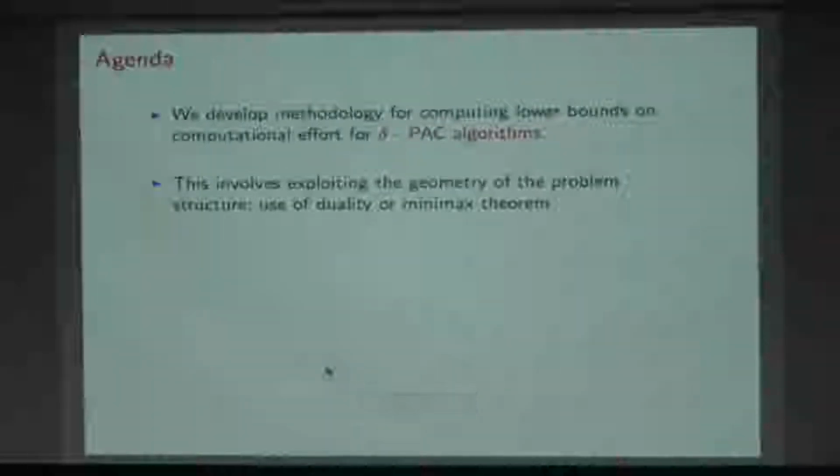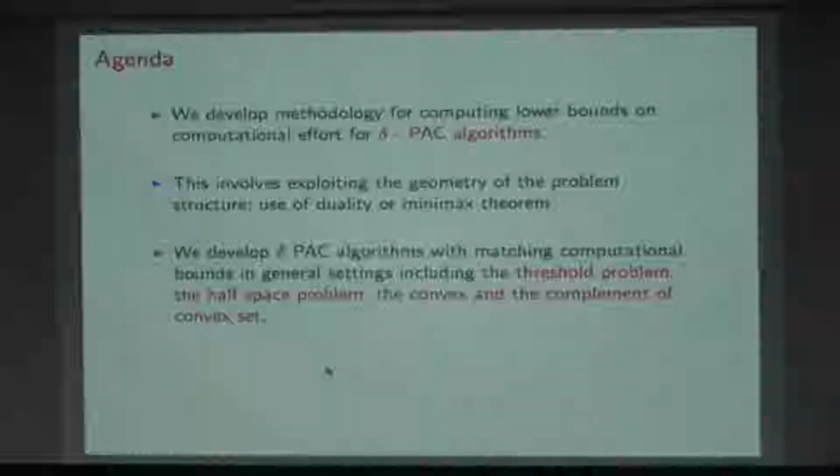So the agenda for this talk is we'll develop a methodology for computing lower bounds on computational effort for delta PAC algorithms. This is going to be something very new and perhaps technically demanding if you're not familiar with this kind of literature. How do you come up with a lower bound on algorithms? The delta PAC algorithms I've described to you sample adaptively and tell you which arm is better, or which partition this vector of arms belongs to, controlling the probability of error to delta.